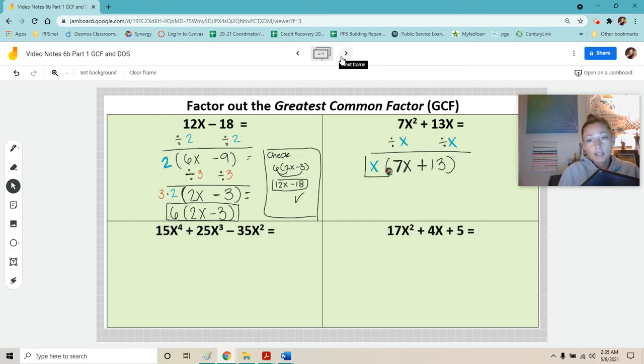So I look, there's nothing else that they can both divide by, 7x and 13. There's nothing else that they both share in common. Just like before, the 2x and the minus 3, there was nothing else that those could be divided by.